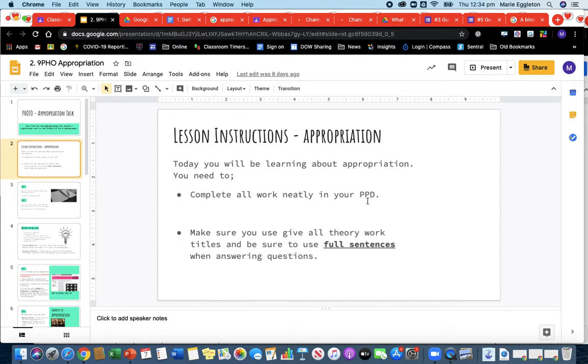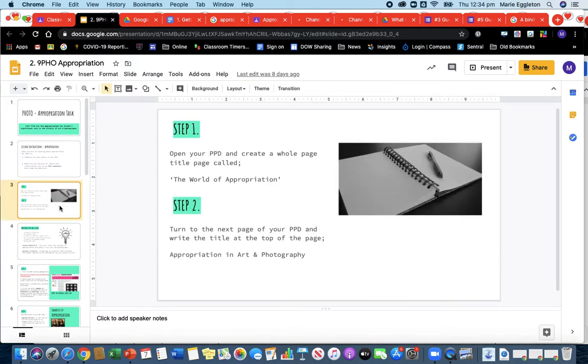Put all your work in your PPD, make sure you copy it down, make sure any answers are full sentences. You don't have to write the question if you answer in a full sentence. If I ask, why is this coloured blue? And you say, this is coloured blue because of, then you're answering it in a full sentence, okay? So these are your steps.